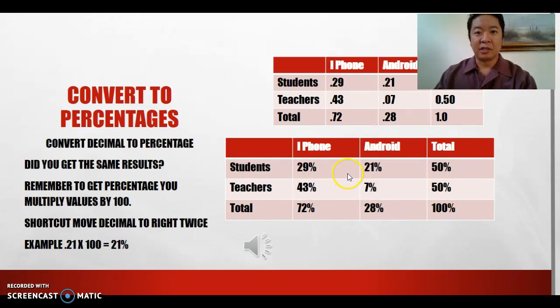And just remember, the key is to make sure everything adds up. So 50% and 50% is 100, 21 plus 7 is 28, and 43 plus 7 is 50. Okay, so make sure it adds up horizontally and vertically in your columns, in your frequency table.